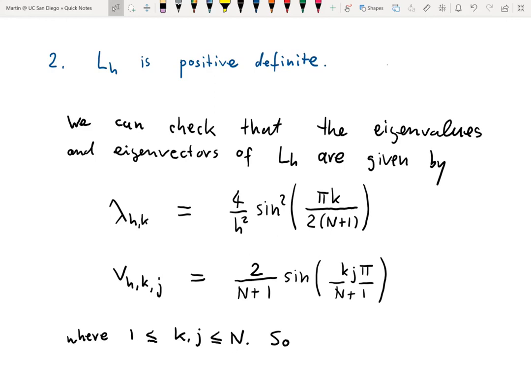A corresponding eigenvector is VHK, where k goes from 1 to n. And the entries of VHK are given as follows. The jth entry of VHK is VHK j equal 2 over n plus 1 times the sine of the quotient kj pi over n plus 1. We are not going to prove these eigenvector and eigenvalue relations. For this, you need a few trigonometric identities.